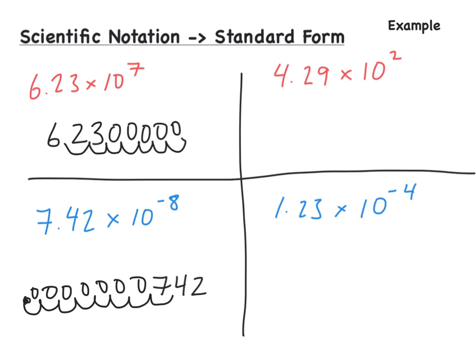Decimal point is there. And this is your number. So what I want you to do, pause the video, try these 2 off to the right, unpause it when you're ready to see what I've done. Alright, so the top one, we have 4.29 times 10 to the second.